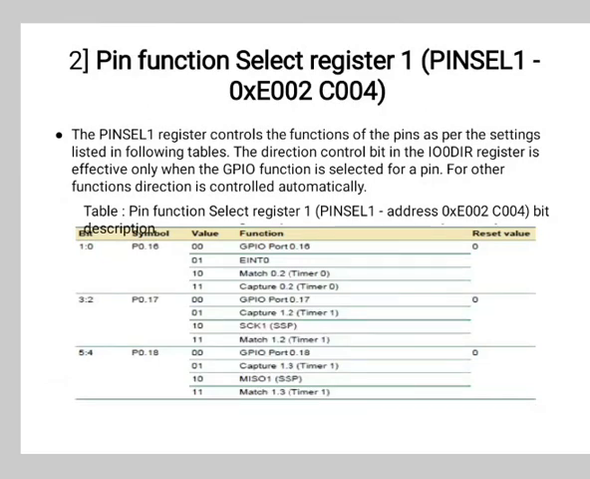Next is the second register, that is pin function select register 1. The pin function select register 1 controls the functions of the pins as per the settings which are listed here. The direction control bit in the IO0DIR register is effective only when the GPIO function is selected for a pin. For other functions, direction is controlled automatically.